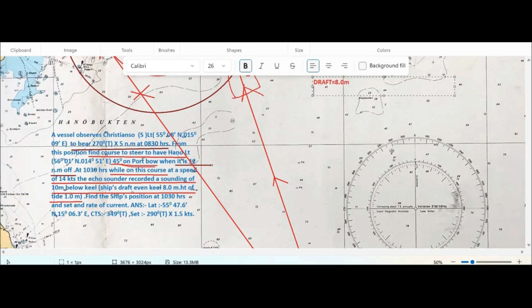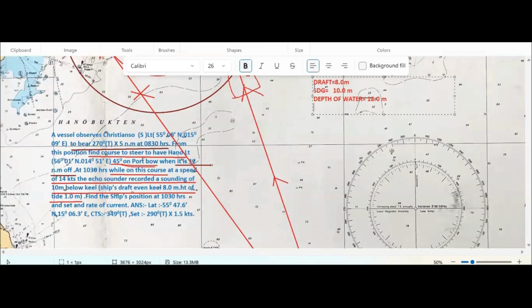UKC. What is the UKC given? 10 meters, sir. 10 meters is the UKC. Echo sounder recorded sounding of 10 meters below keel. Okay. That means sounding below keel or UKC is 10 meters. So total depth, kitna hua? 10 plus depth of water. So depth of water is equal to 18 meters.